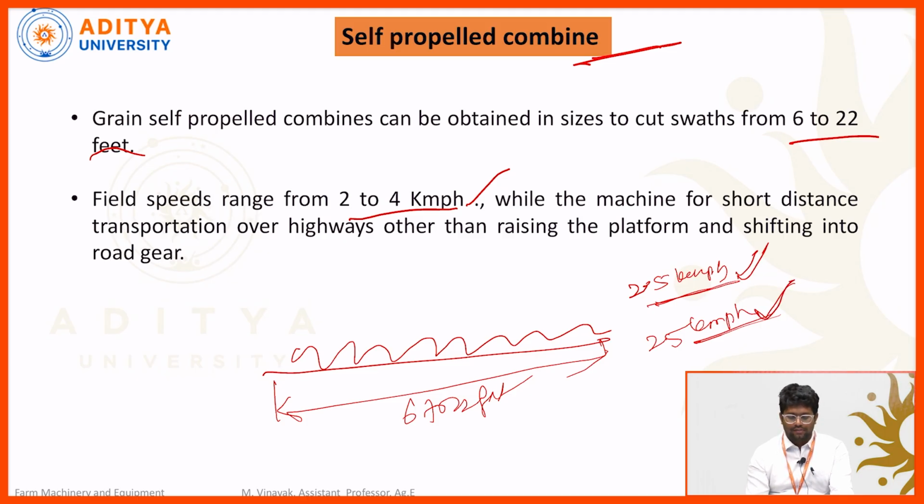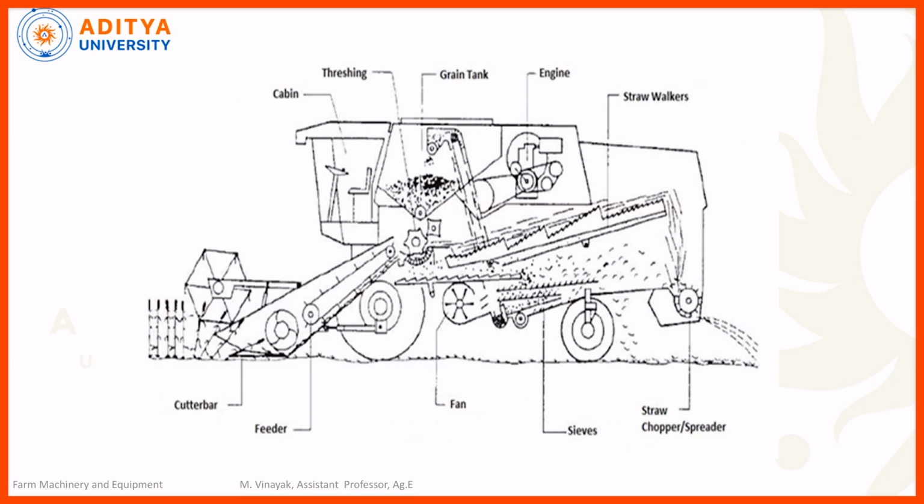Okay. So next, look at the next slide. Here we can see the different components in a combine harvester. This one is a cutter bar. Just now I told you the length of the cutter bar is 16 to 22 feet. Here are the feeder, driver cabin, threshing unit and grain tank, engine, straw walkers, straw chopper and spreader, sieves and fans. I will explain each and every component present here.